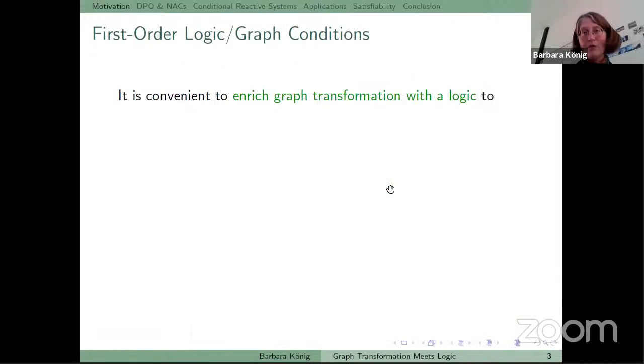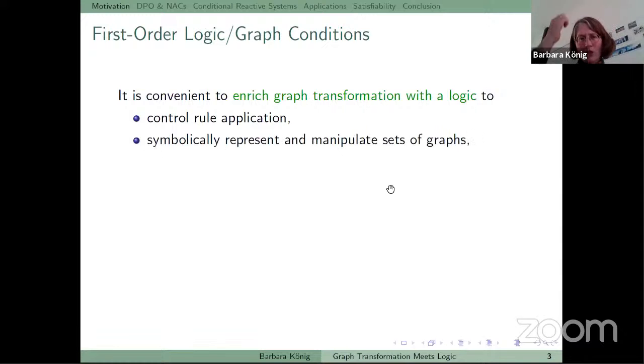Okay, so there were two keywords in the title, graph transformation and logic. Now we are talking about why we want to enrich graph transformation with a logic. Graph transformation is already a powerful modeling and specification language. Why do we need logic? Well, there are several answers to this question. The first is you want to control rule applications. Maybe you want to replace the left-hand side by a right-hand side, but not in every context, only if some additional conditions are met. And this is, I think, also the way conditions were originally introduced into graph transformation.